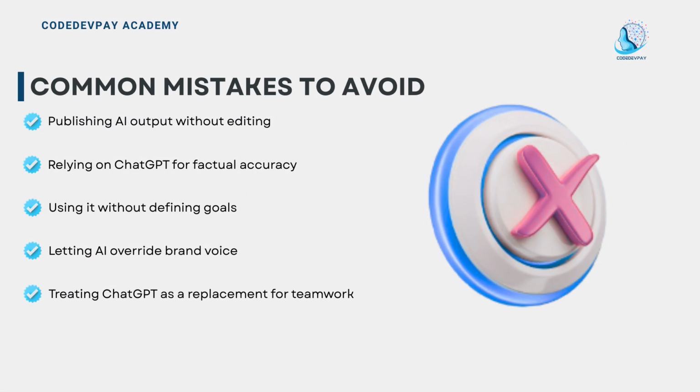These mistakes should be avoided when collaborating with ChatGPT. The first is publishing AI outputs without editing. We've talked about hallucinations, this is where it comes in. Relying on ChatGPT for factual accuracy, we've talked about this one too. Using it without defining the goals that you want to meet, letting AI override the brand voice, and treating ChatGPT as a replacement for teamwork.